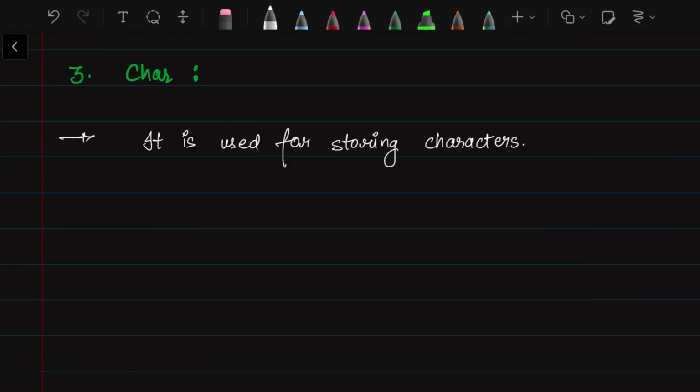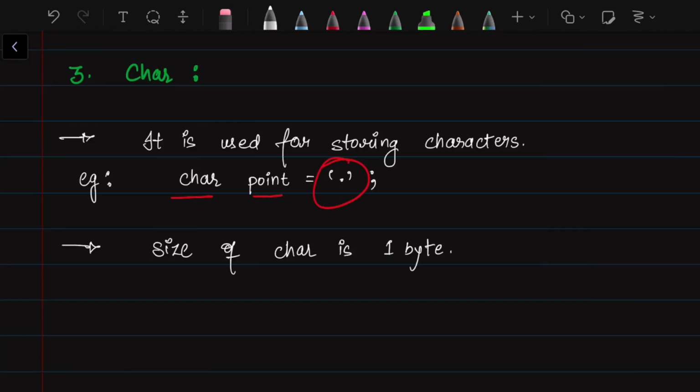Char data type is used for storing characters. Here I have written an example, and in this example, char is our data type, point is the name of the variable, and within single quotation I have written a character, period or point. So this single character is going to get stored into the point variable. Size of char is 1 byte.